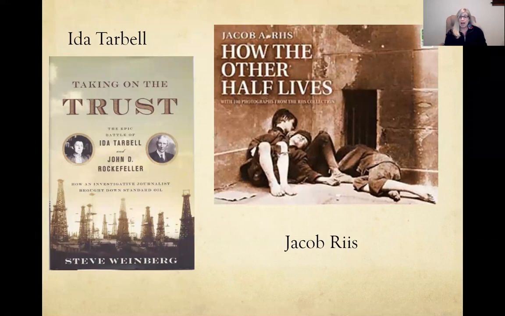So it's R-I-I-S, but it's pronounced Reese. And his book is called How the Other Half Lives. I would know the title of this book as well. Jacob Riis, How the Other Half Lives. So what does that tell us about the intended audience?